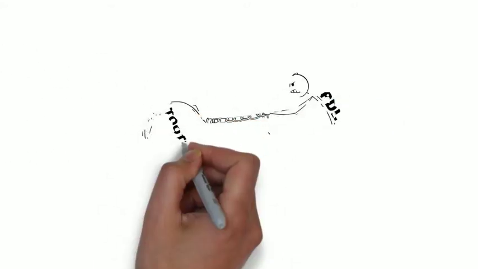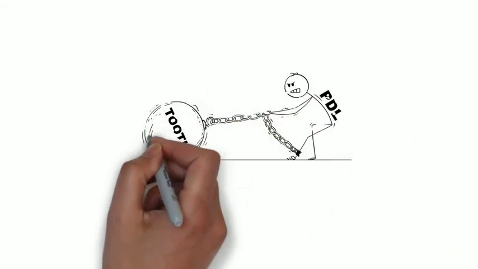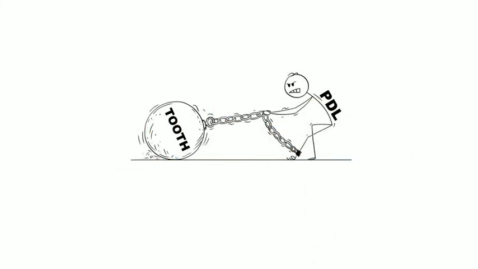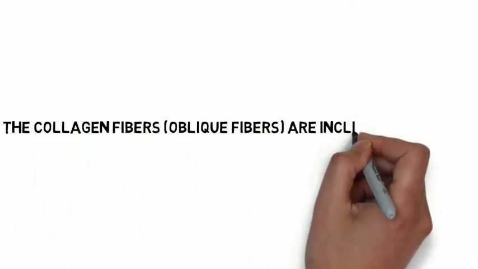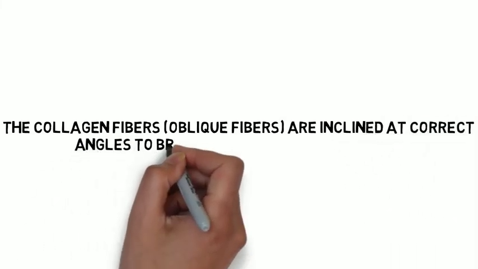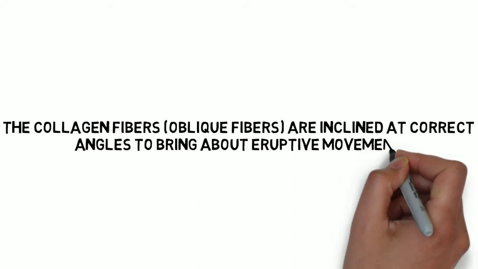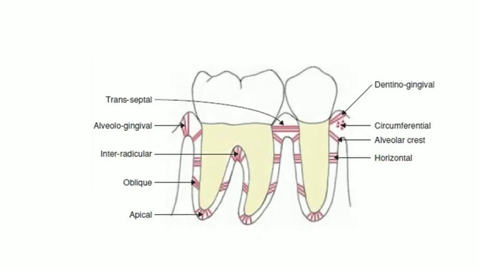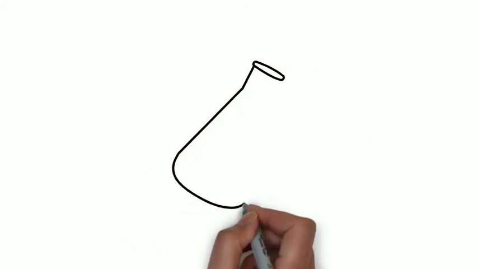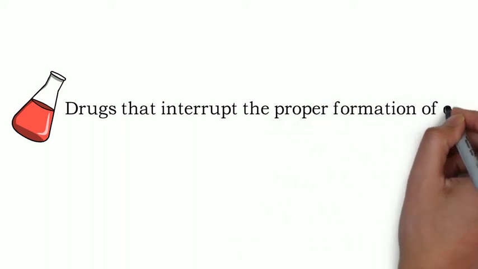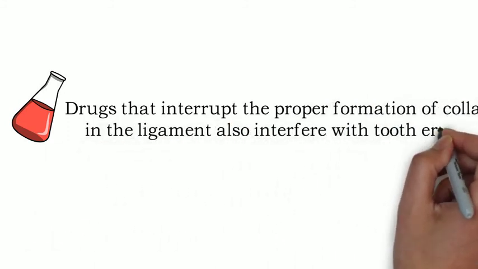Thus, according to this theory, it is the periodontal ligament fibers which by contraction pull the tooth out into the oral cavity. The fact that the collagen fibers, that is, the oblique fibers, are inclined at correct angles to bring about the eruptive movement is in favor of this theory. Now, it is known that oblique fibers are the most abundant fibers. Experiments have also supported this theory by showing that drugs that interrupt the proper formation of collagen in the ligaments also interfere with tooth eruption.